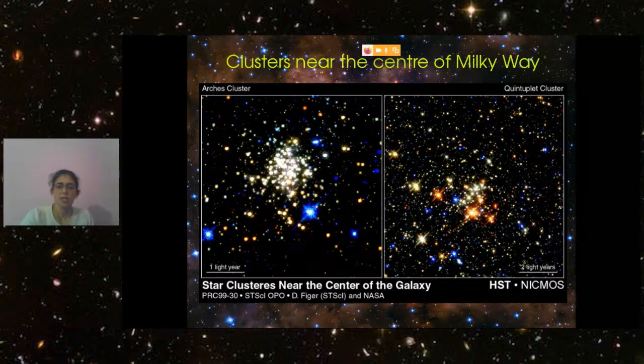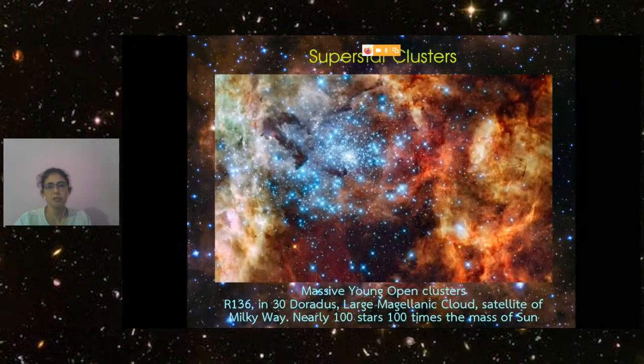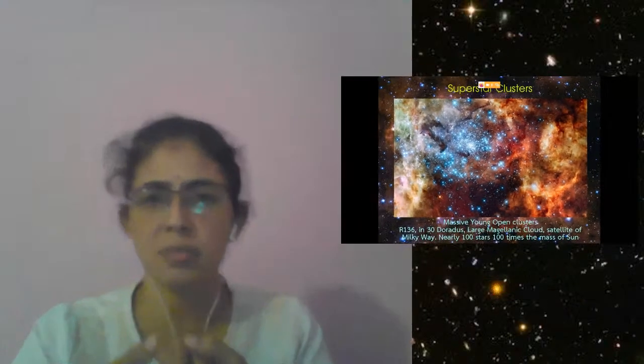Then there is a third type of cluster, the super star clusters. These are massive young open clusters. These are found in some regions, not in the Milky Way; this is an example in the Large Magellanic Cloud, a satellite galaxy of the Milky Way, in the 30 Doradus region. We believe this is the most luminous and most massive cluster because, as I told you, high mass stars are expected to be rare.